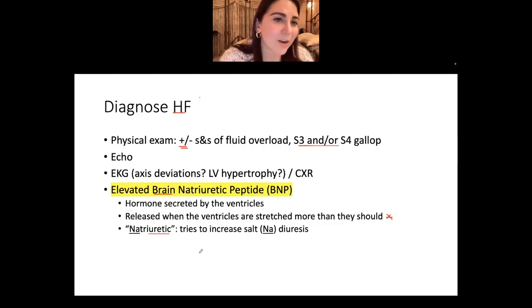It's usually not used for heart failure. Sometimes you'll see it in questions, but it's basically like BNP. Yes, both good questions. So BNP should still be increased in any type of heart failure.